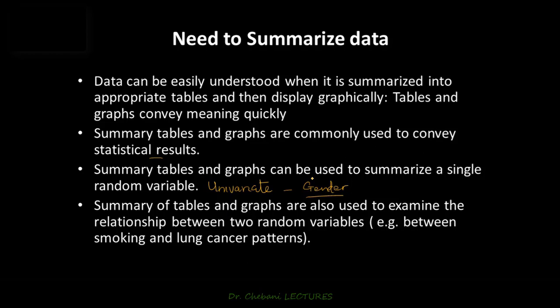Summary tables and graphs can also be used to examine the relationship between two random variables. You may look at gender and alcohol use. You may look at gender and, let's say, eye color, as we will see in the presentation later on. In that situation, you are dealing with bivariate, right? So you are looking at two variables and how these variables interact with each other.